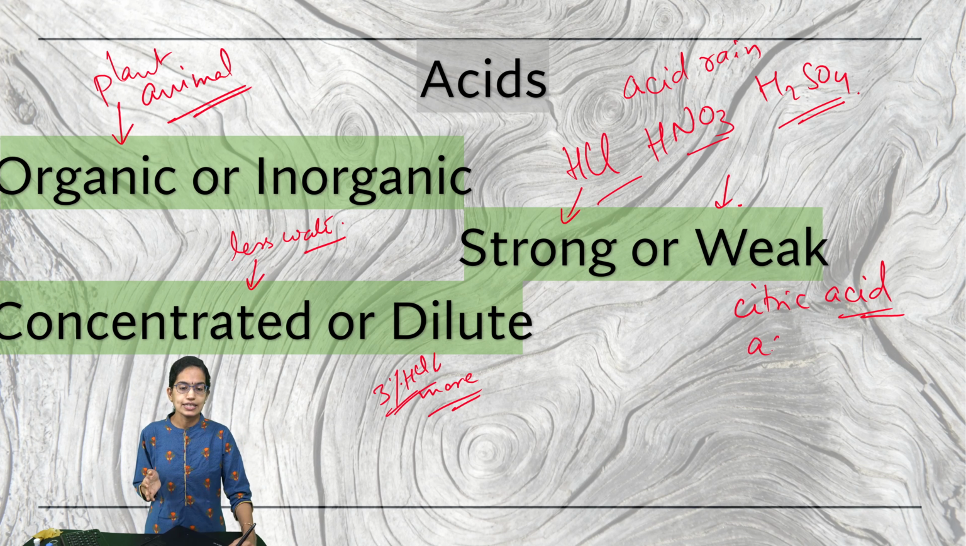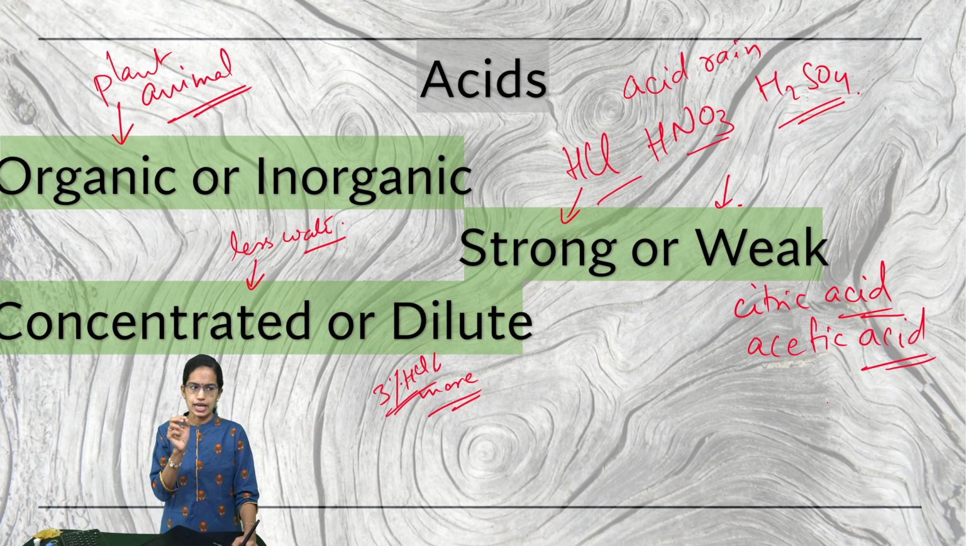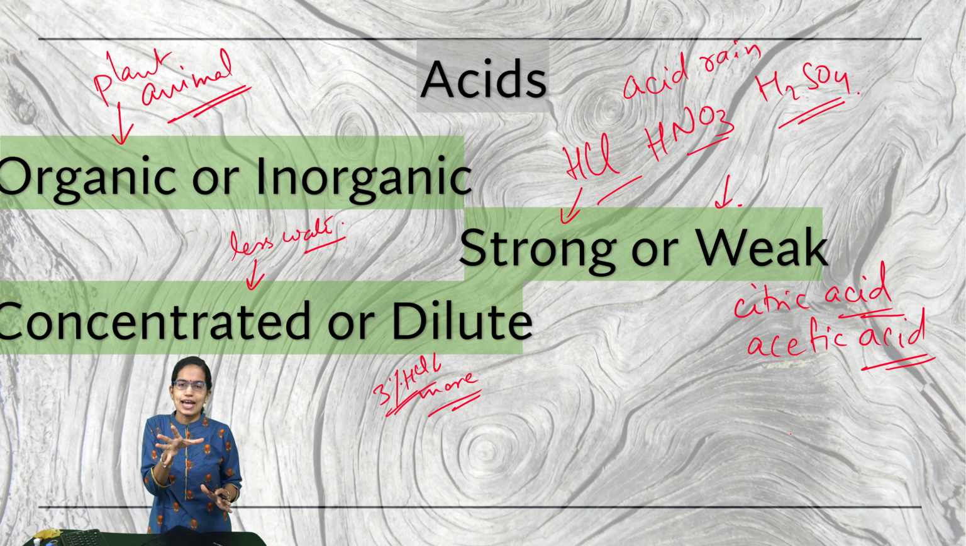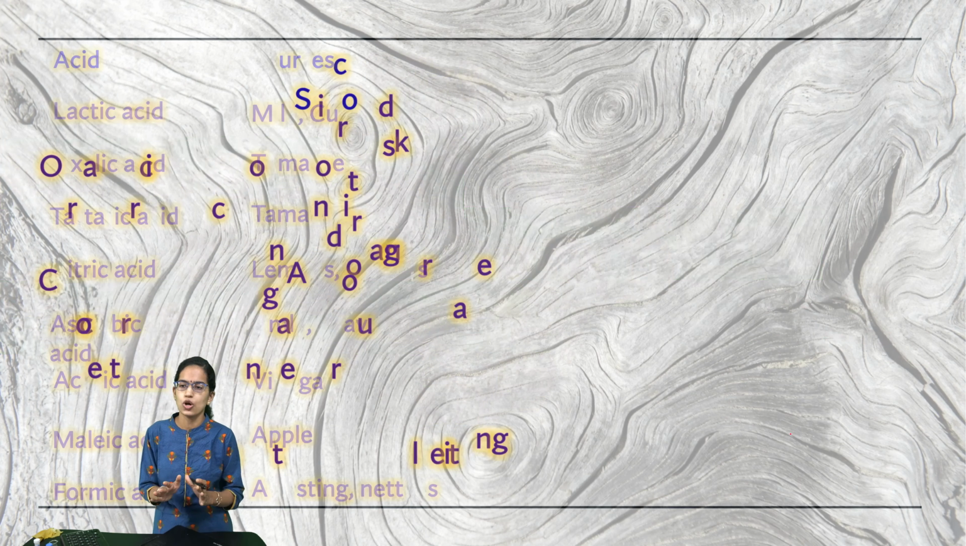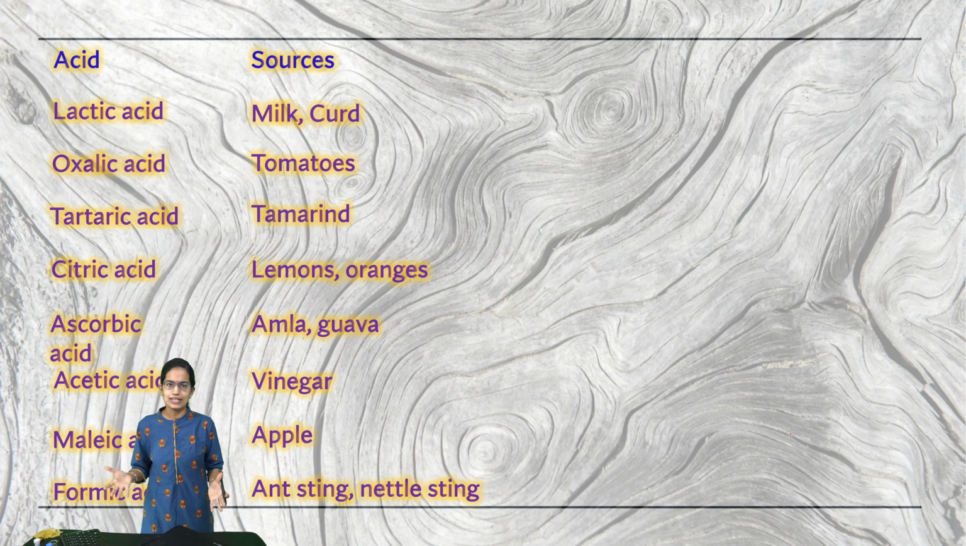Similarly, there is acetic acid. Acetic acid is again a weak acid. Oxalic acid, again a weak acid. So usually we can say organic acids which are found in plants and consumed by human beings are usually not that strong. So we have a certain list of acids here.